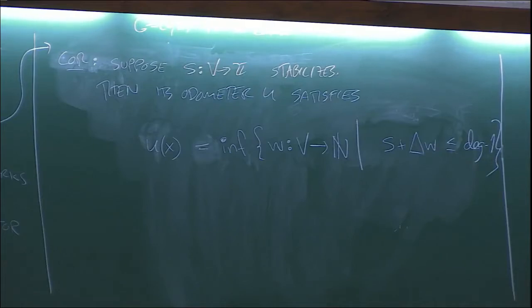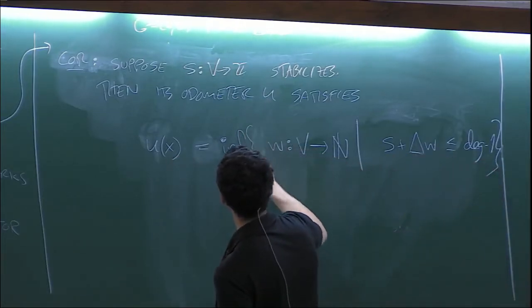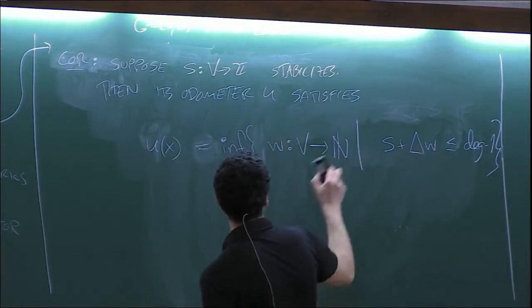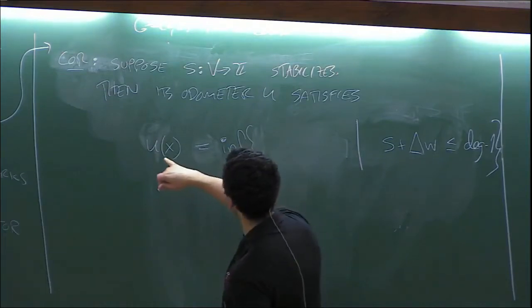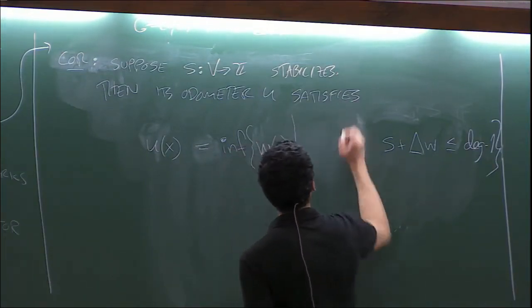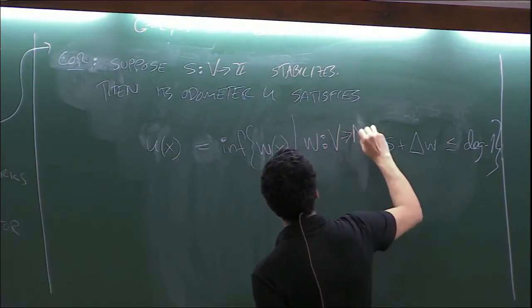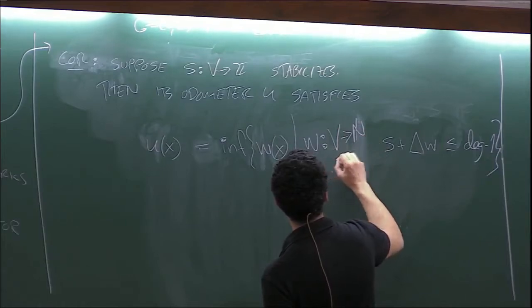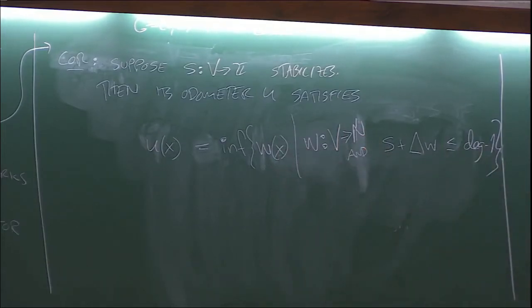Oh, maybe, yeah. So I have an X on this side. So I wrote that because I want to emphasize it's a pointwise infimum. So maybe I'll write it like this. U of X is the infimum of W of X, such that W is a function V to N, and W obeys this inequality.